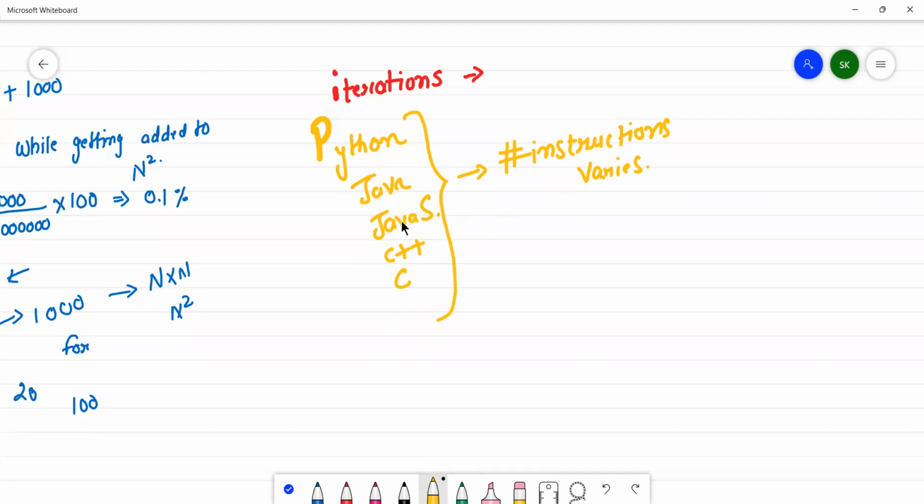Yes. And that's why we never go into the instructions. Like I told you all that we have to count the number of instructions, but rather we prefer to count the number of iterations, because the number of iterations in every language will be the same, no matter if it is Python, Java, JavaScript, C++, or C. Yes or no? Okay, so I hope you all got this part.